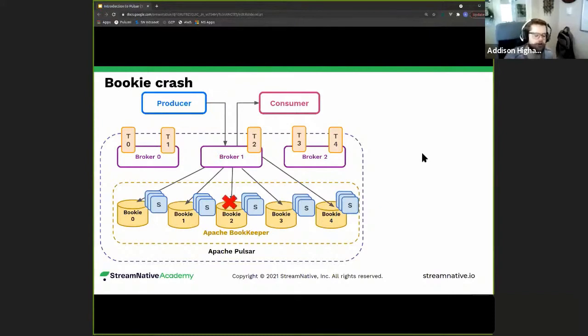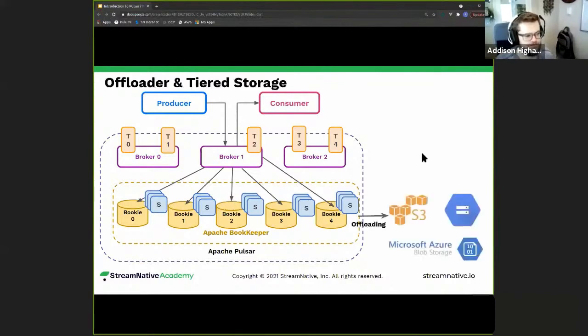Likewise, when a bookie crashes, the Pulsar brokers are going to notice, hey, I'm not able to write to this bookie anymore. They're going to choose a new set of bookies to continue to write to so that we don't have any impact. Losing a bookie does not impact our writes. And we have redundancy of writing data to multiple bookies so that we can continue to serve older reads from one of the remaining bookies. And then finally, we talked about how these segments periodically close.